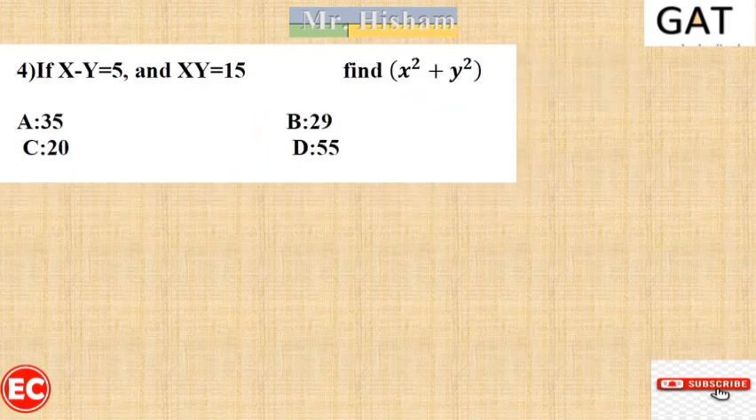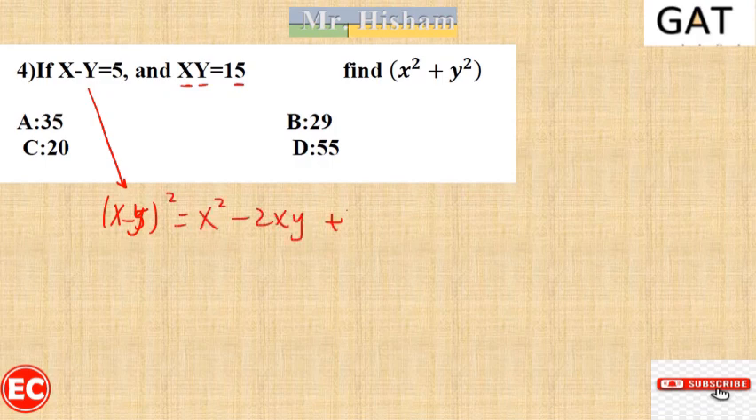Question number 4. If x minus y is equal to 5 and x times y is equal to 15, this is a little bit difficult question, because you cannot figure out two numbers whose product is 15 and whose difference is 5. So what I'm going to do, I'm going to square x minus y, to the power of 2. It gives me x squared minus 2xy plus y squared. I know that x minus y is equal to 5, so x minus y squared is 25.